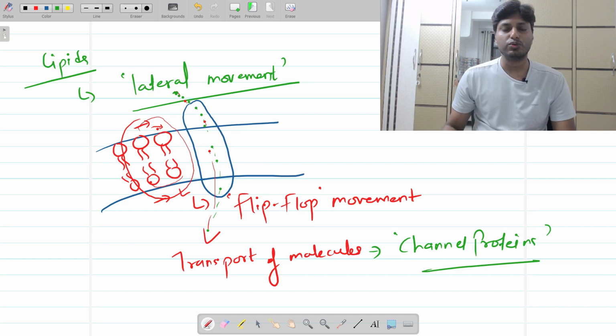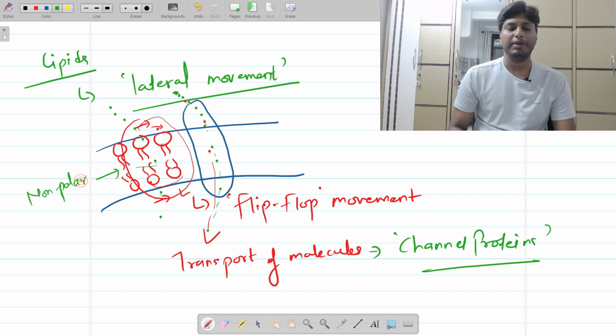Now, one of the reasons why the molecules go through the proteins and do not directly enter through the lipid is that the logic is very simple. We know that lipids are non-polar in nature. The inside part of the membrane is non-polar because the tails are made up of fatty acids, and fatty acids are non-polar and hydrophobic in nature.